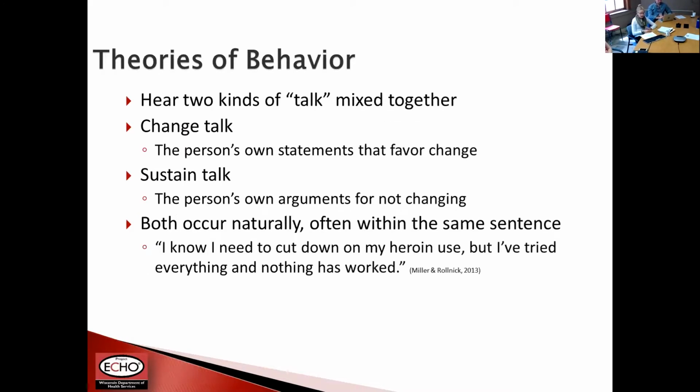So when you have an ambivalent client, you will hear 2 kinds of talk mixed together. The first type of talk is called change talk, which is the person's own statements that favor change. And the other type of talk is called sustain talk, which is the person's own arguments for not changing. Both occur naturally, often within the same sentence. So you may hear, "I know I need to cut down on my heroin use, but I've tried everything and nothing has worked." So that sentence has both of those types of talk mixed together.